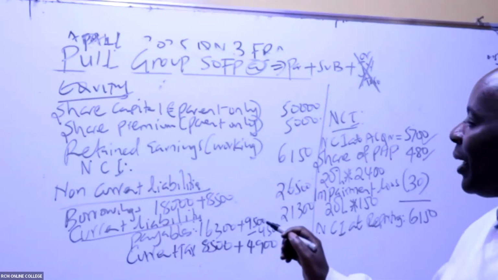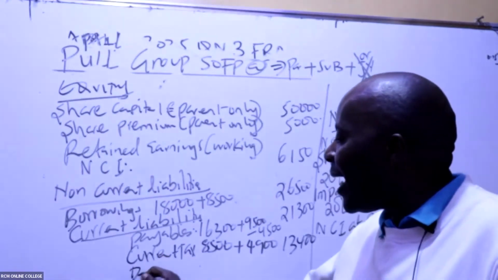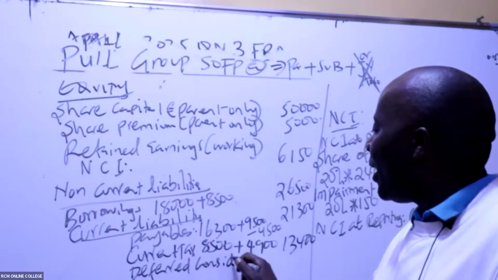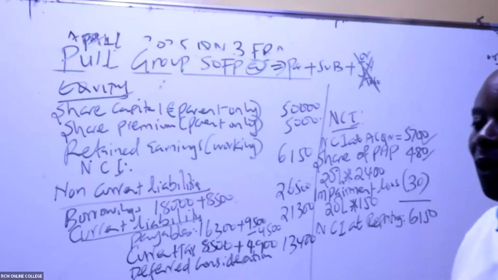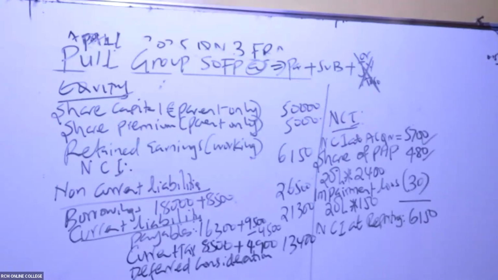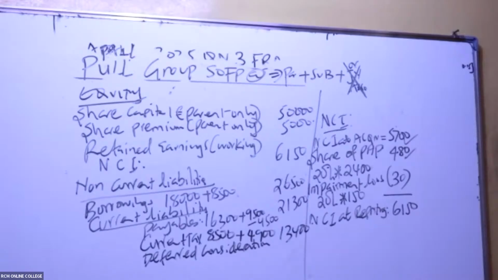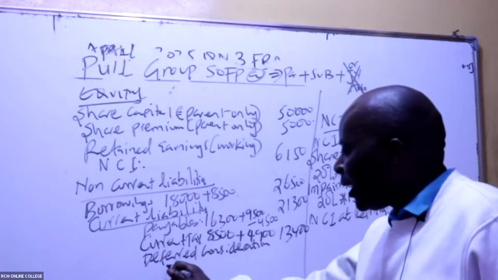From there, ladies and gentlemen, we have another liability that so many students will forget, what we call deferred consideration. If you look at the deferred consideration, after being given that loan, if you remember, how much was the loan? Was it 10,000? The loan was 10,000, isn't it?